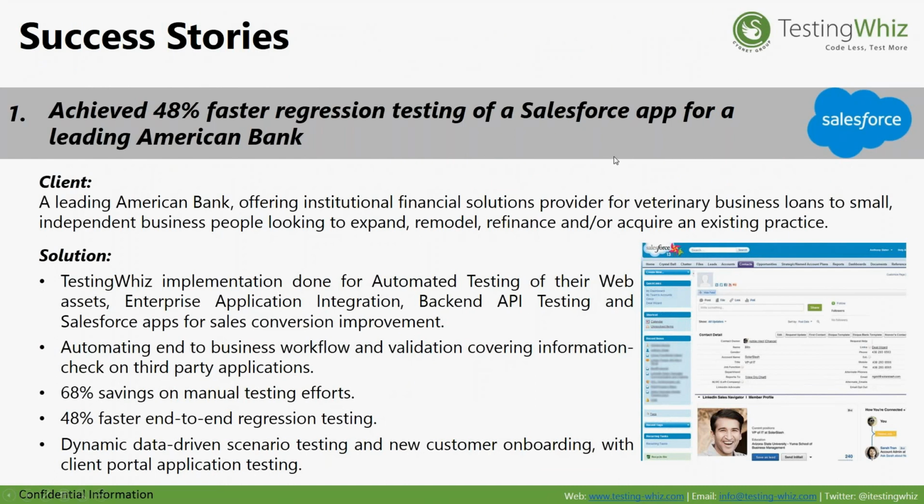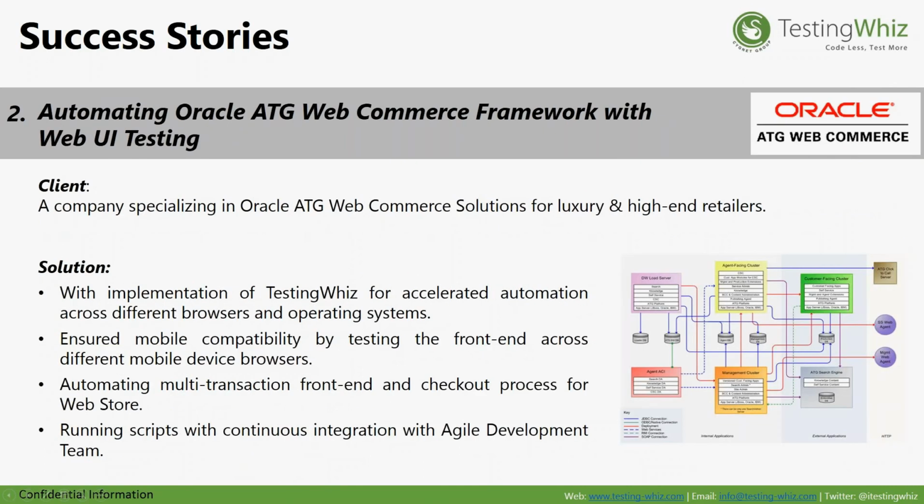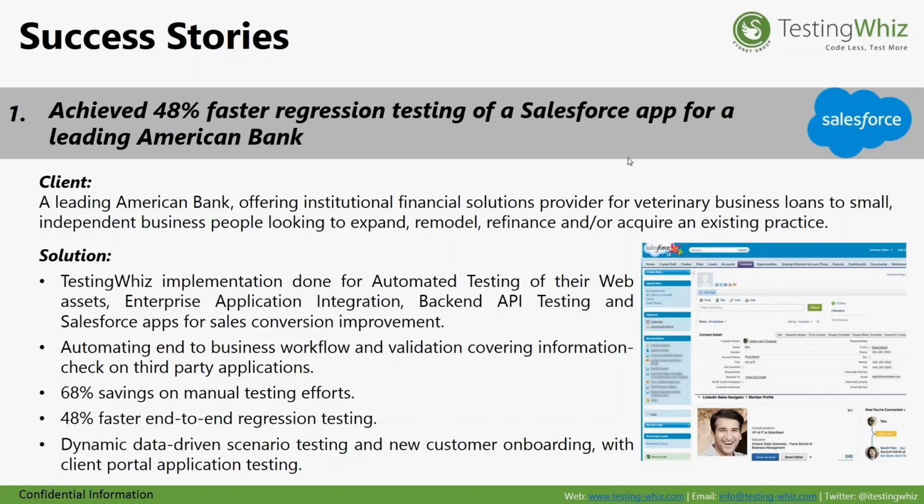So that brings me to some of the success stories that I have. We have helped customers implement automation in different areas. TestingWhiz allows implementing automation not just on web testing, but also API, database, etc. Here is an example where we've implemented regression testing for one of our customers, a leading financial institution, and automated their entire flow, right from generating a loan application from their website to Salesforce and beyond.